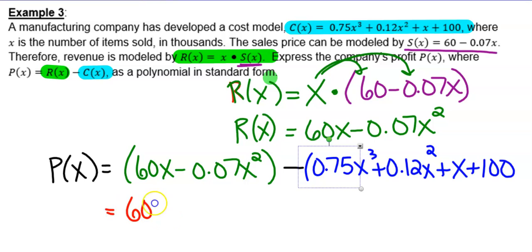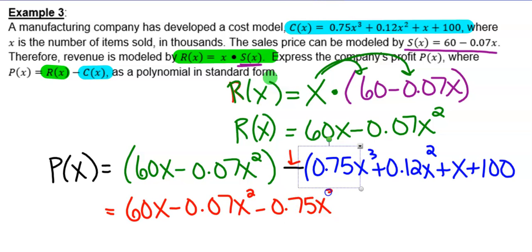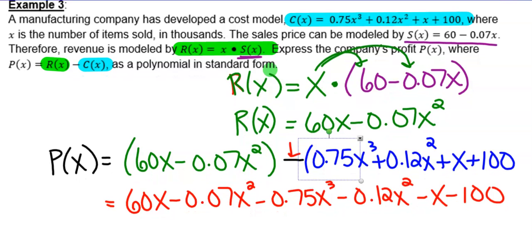So 60x minus 0.07x squared stays the same, but then the minus sign here gets distributed. I recommend you distribute the negative sign because I know from experience that a lot of students will forget to subtract the other terms once they get past the first one or two terms. So by distributing in the negative sign, I don't have to worry about going back to that single subtract sign.